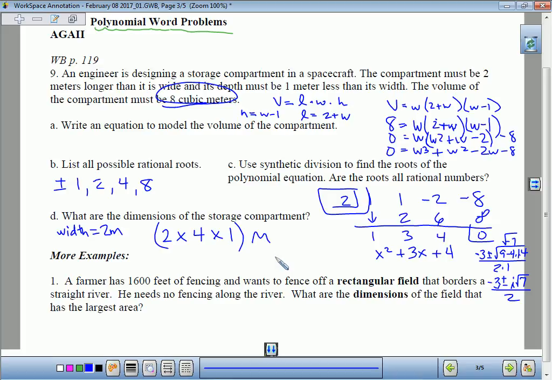Those are our dimensions. Does that make sense? Because it's a double root. Yeah, I just plugged it in. 2, 4, 1.